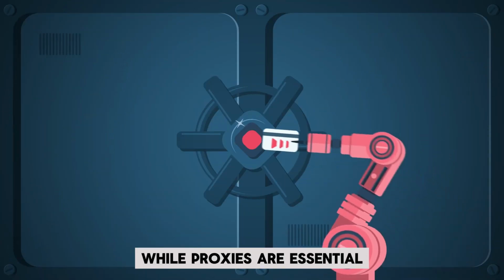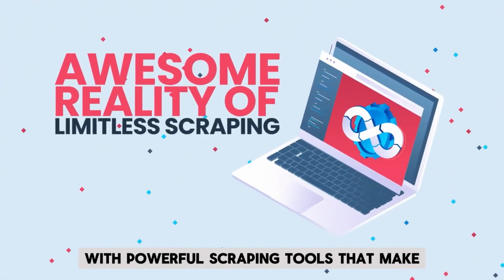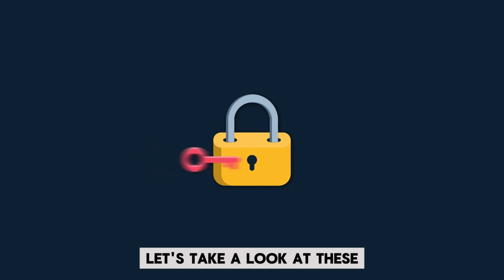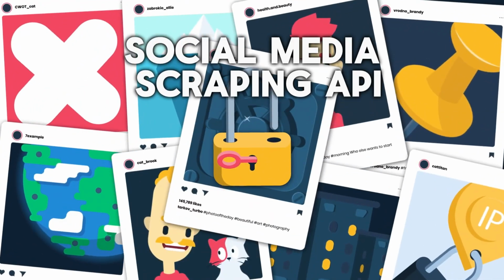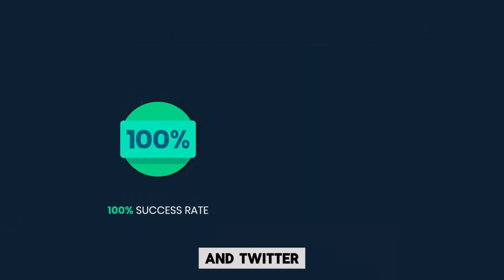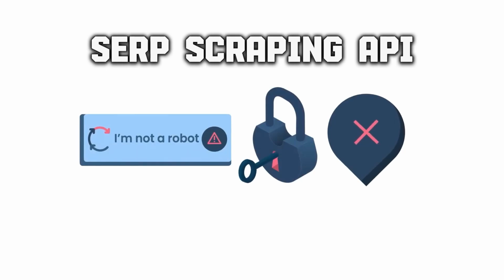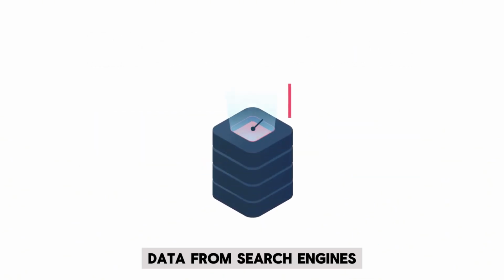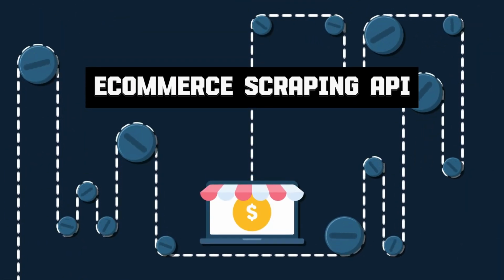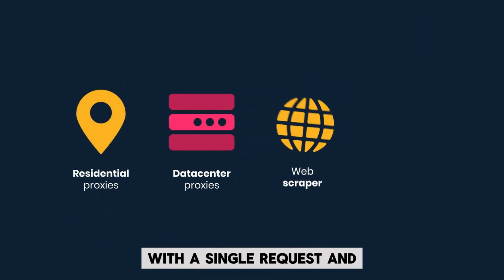While proxies are essential for securing your online activity and managing your IPs, Smartproxy goes even further with powerful scraping tools that make extracting valuable data simple and reliable. Let's take a look at these. Their social media scraping API allows you to extract structured, real-time data from platforms like Facebook and Twitter, perfect for tracking trends or competitor activity. With the SERP scraping API, you can effortlessly gather data from search engines like Google for SEO and rank tracking. The e-commerce scraping API simplifies gathering product and pricing information from online stores with a single request.